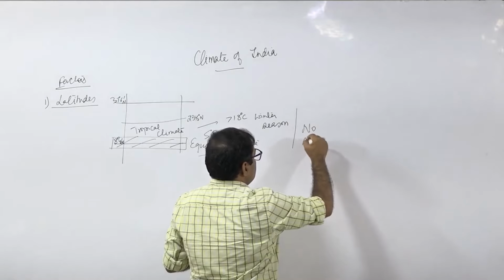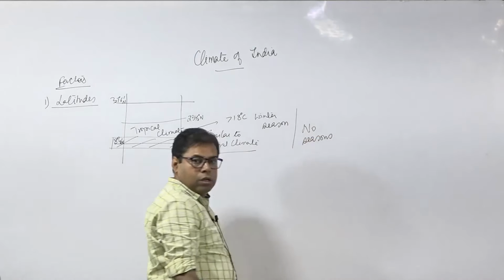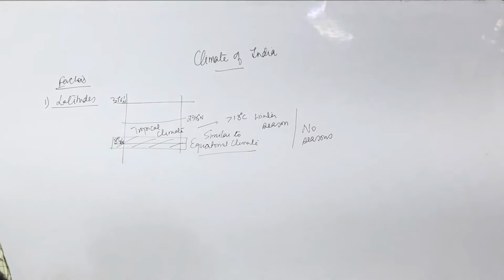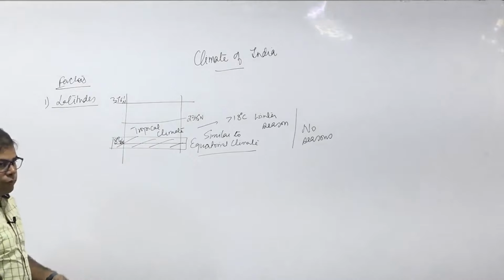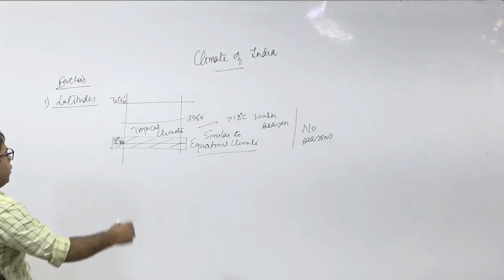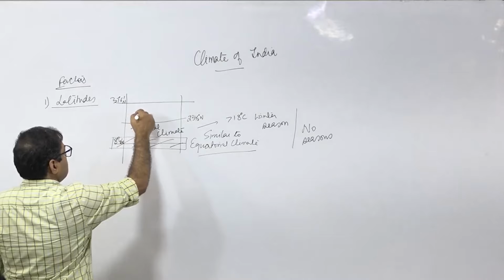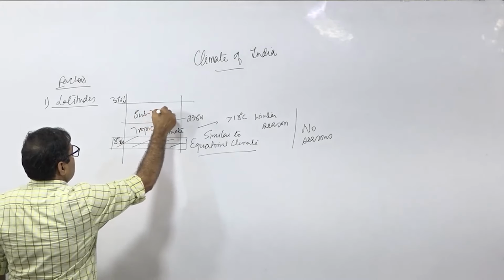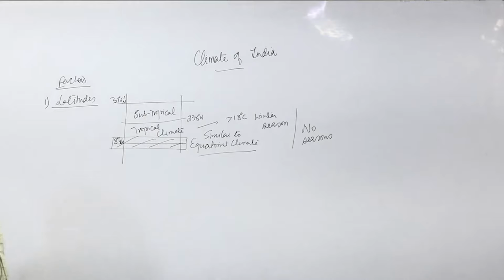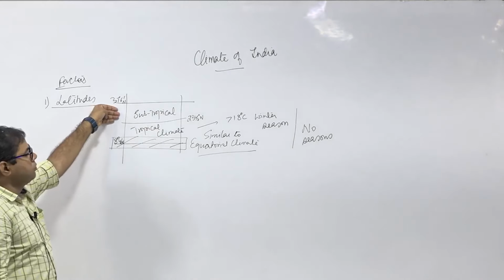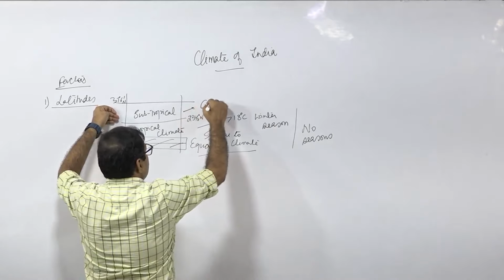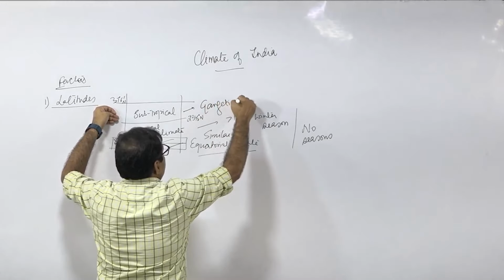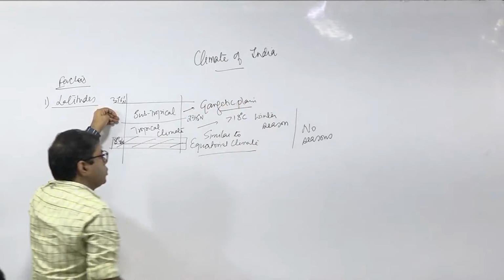No seasons. Clear? So south of Tropic of Cancer we do not find the change in the seasons. So uniformity throughout the year will prevail. Clear? Then after this zone, it comes the subtropical climate, the north of Tropic of Cancer. So this area, the entire Gangetic Plain, it comes in the subtropical climate.